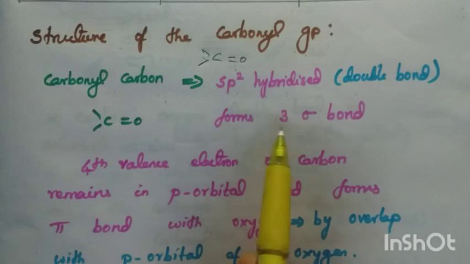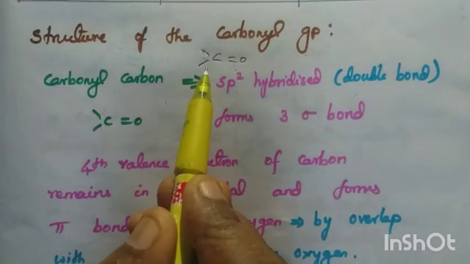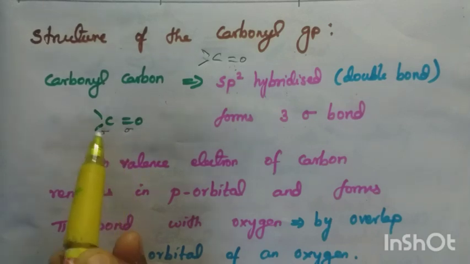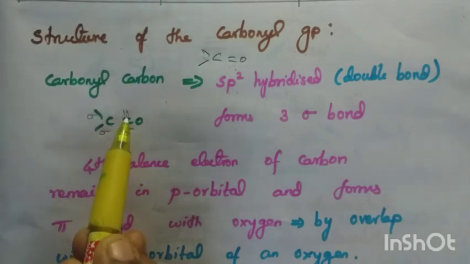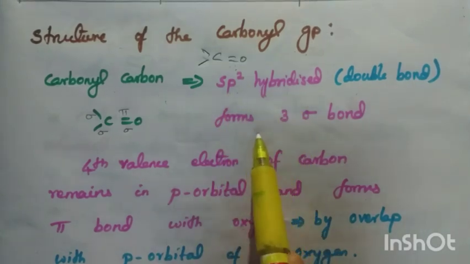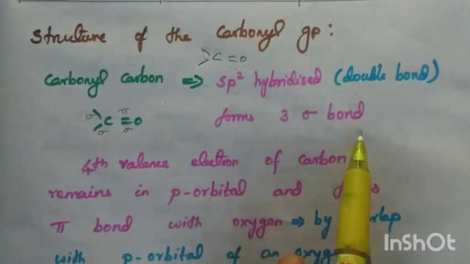And now it forms 3 sigma bonds. How does it form 3 sigma bonds? Yes, this is the structure, no? So here one sigma, 1, 2 and 3. Another one here is a pi bond. So it is an sp2 hybridized carbon and it has a tendency to form 3 sigma bonds.